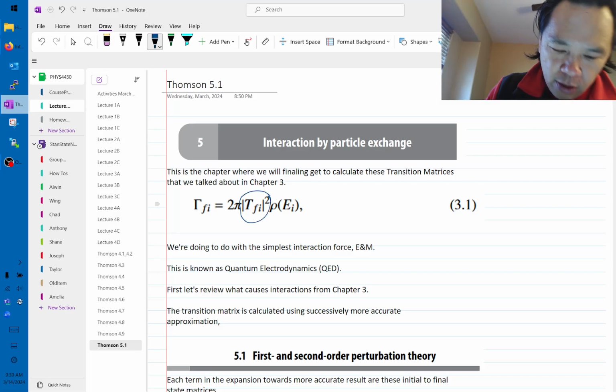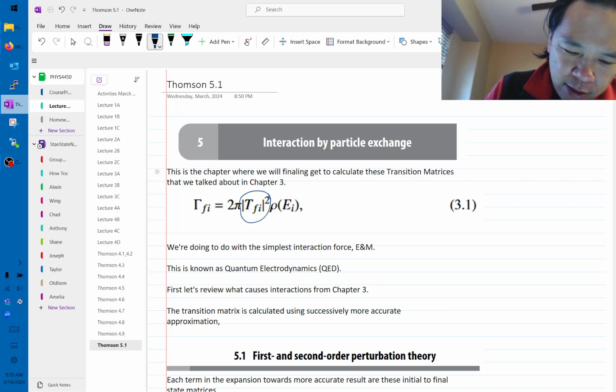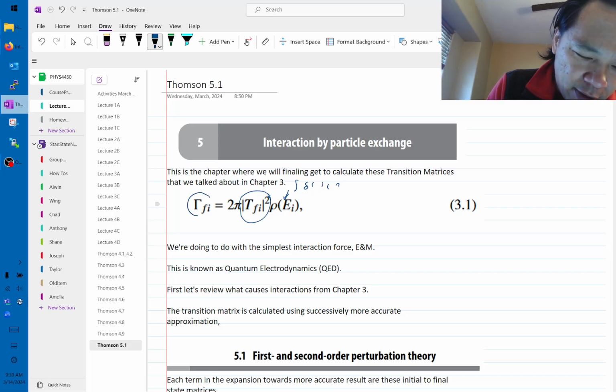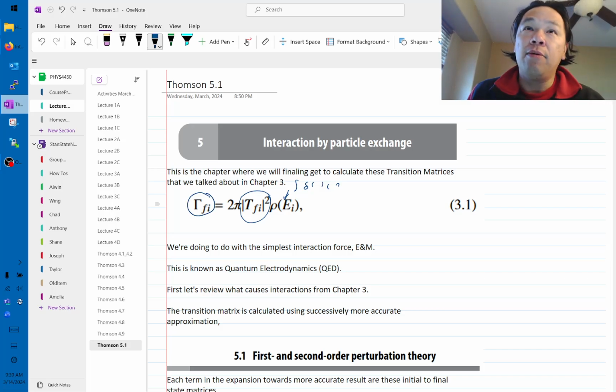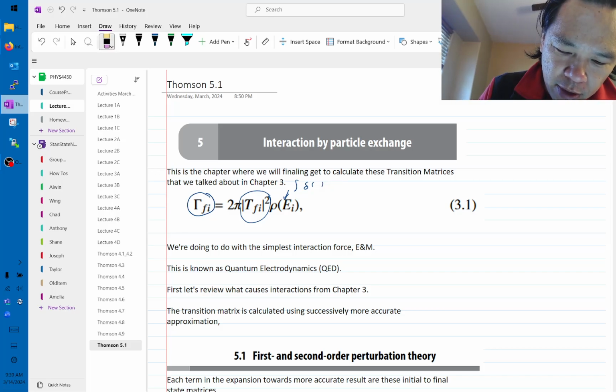So T_FI is these transition matrices multiplied by the density of states, and this density of states actually turns into these integrals of delta functions. We don't have to go into detail about that right now. And that allows us to calculate this thing called Gamma_FI, which is the transition rate from some initial state to some final state. Remember, this is called Fermi's golden rule.